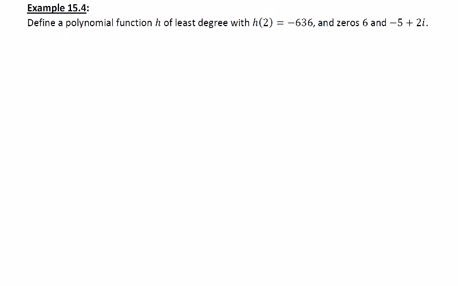Example 15.4 wants us to define a polynomial function called h. The requirement on h is that it needs to be of least degree. h of 2 needs to be negative 636, and we're supposed to have zeros of 6 and negative 5 plus 2i. Because I don't have the degree, it makes it a little difficult to immediately apply the linear factorization theorem.